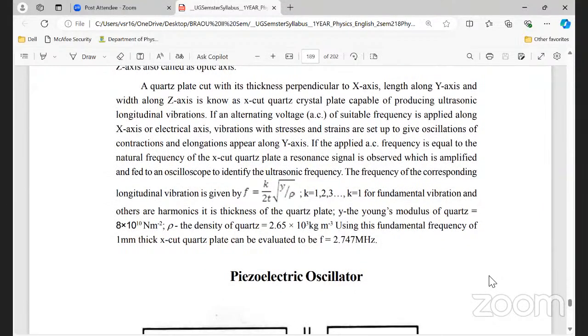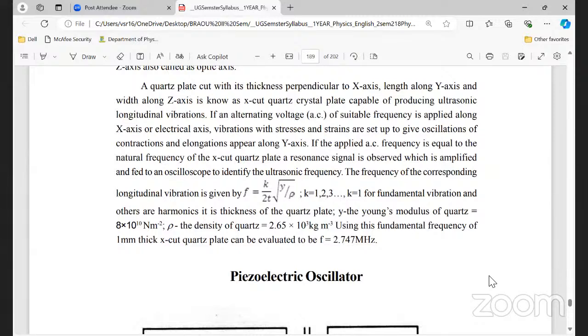Let us discuss a quartz plate cut with its thickness perpendicular to the x-axis, length along the y-axis, and width along the z-axis: x, y, z. So the quartz crystal is to be considered along x, y, z, which is known as an X-cut quartz crystal, which is capable of producing ultrasonics.